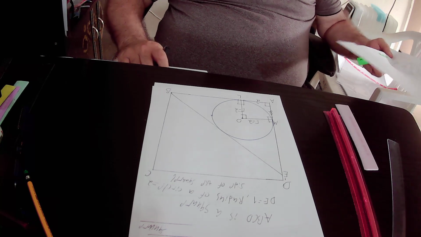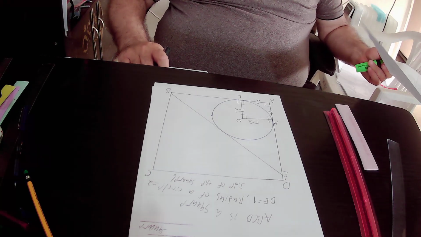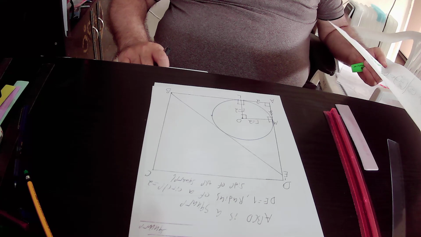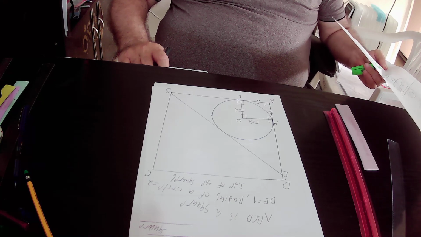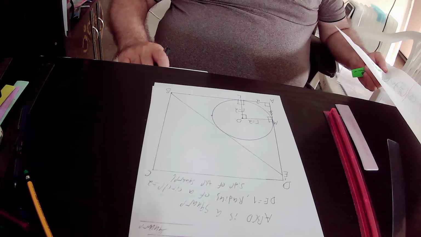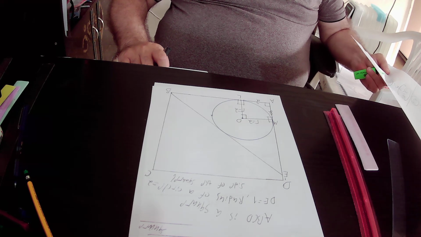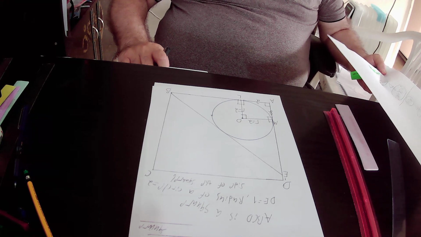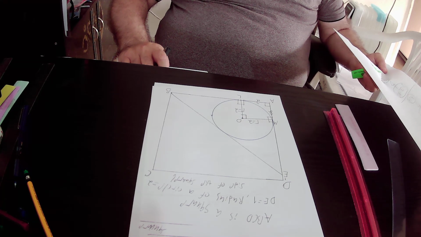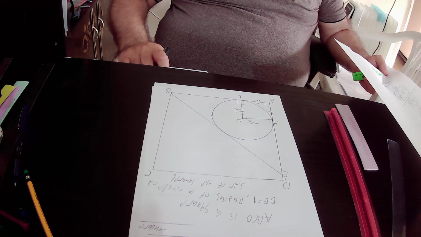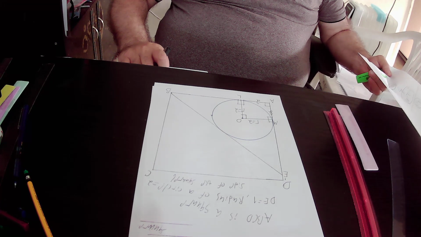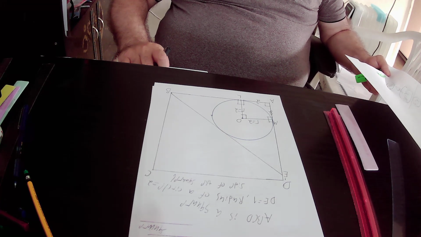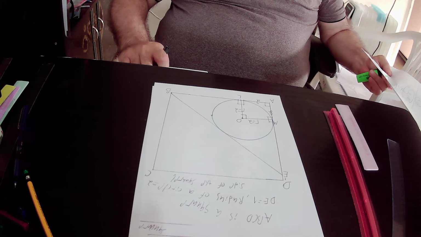And we actually have also rule number 2. According to rule number 2, the lengths of two tangents from a common external point to a circle are equal. I'll repeat again, rule number 2: the lengths of two tangents from a common external point to a circle are equal.